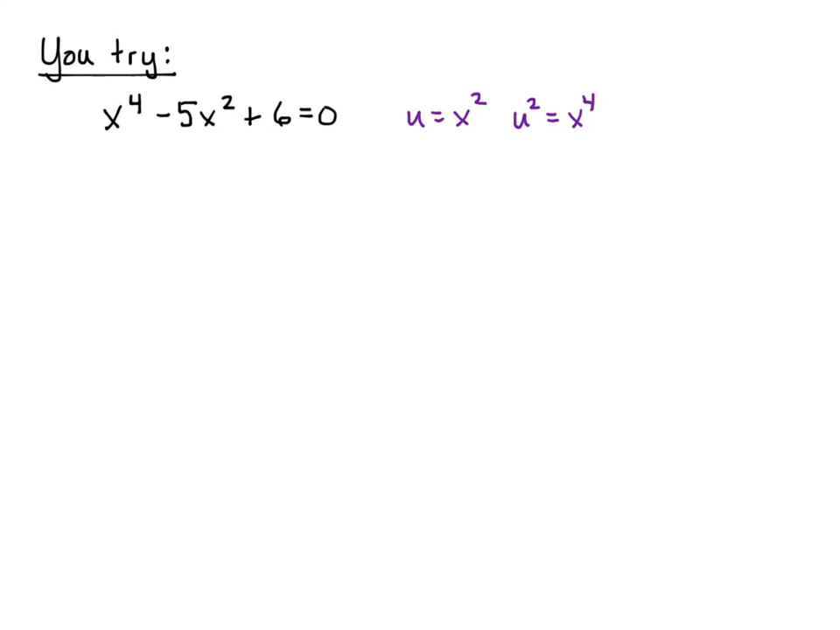Minus 5x plus 6 equals 0. Yeah. Okay, make sure you're not mixing u's and x's. You want to get rid of all your u's, and then of course we factor it.